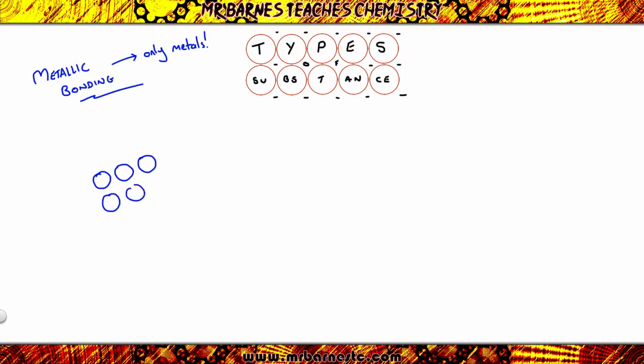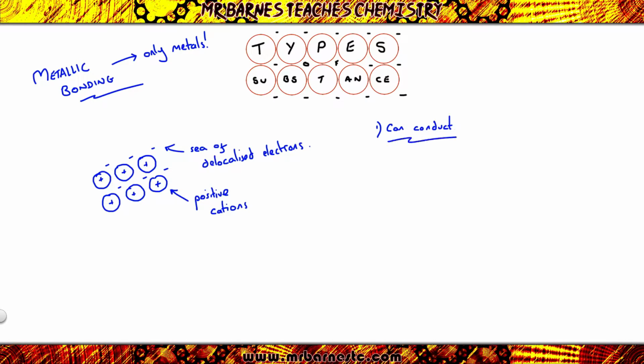As you can see here, I've got my metal atoms, and they have your positive nucleus. Now, when the electrons become delocalized, that positive nucleus resembles a cation. So you have a positive cation surrounded by a sea of delocalized electrons. Delocalized meaning they're free to move. This helps to explain the three major properties you need to know. Why can they conduct? Why do they have high melting points? And why are they malleable?